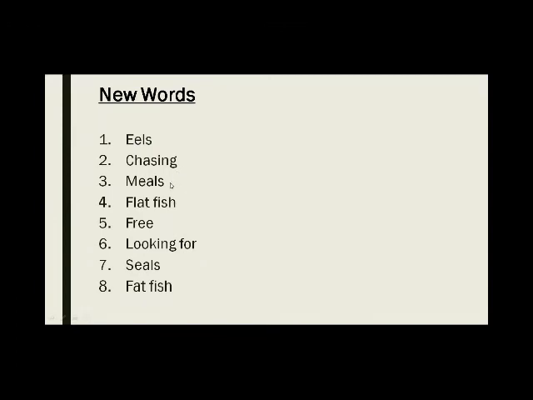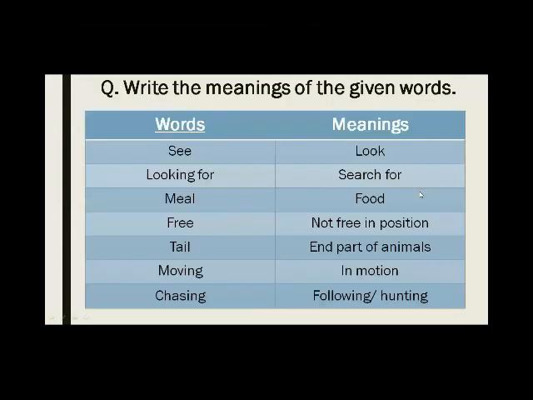Chasing, eels, and flatfish. Sea, looking for. Seals, fatfish. Read with me again. Eels. Chasing. Meals. Flatfish. Free. Looking for. Seals. And fat fish. Now, these are some word meanings that you have to write in your English copy.